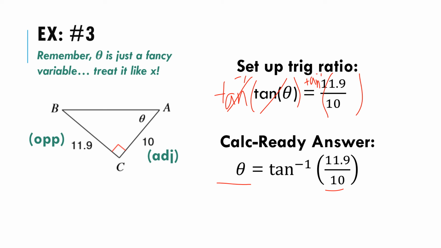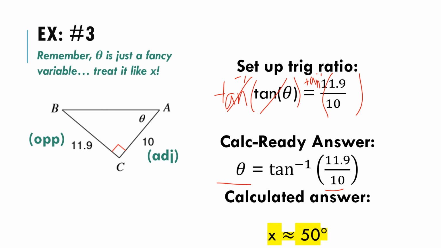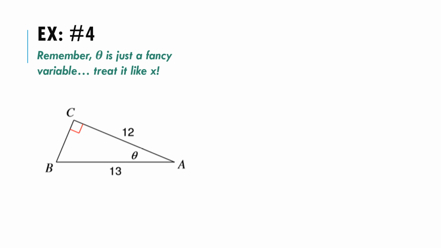Now, usually when you plug this into your calculator, if you have one of the more basic scientific calculators, you're going to have to plug in 11.9 divided by 10, hit equals and get that decimal first, and then hit inverse tangent. If you have one of the big fancy graphing calculators, you can just type this all in at once: inverse tangent 11.9 over 10. I got approximately 50 degrees. I think in the past I've done round to the nearest degree, but you can totally round to the nearest decimal or hundredths as well.